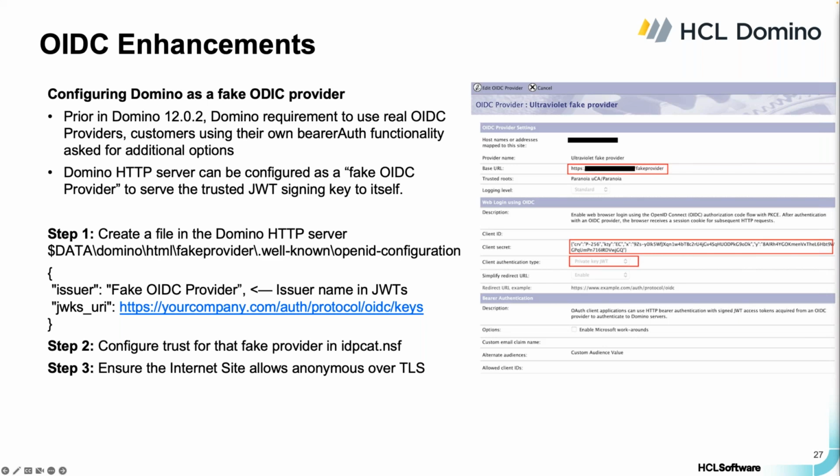So create a file in the Domino HTTP server with the appropriate .well-known/openid-configuration path. I tend to put mine under a fake provider directory. And it just has the issuer name that you place in those JWTs, and then a JWKS URI that points back to that same internet site. And so now look at the ultraviolet fake provider that we see shown here in the screenshot.